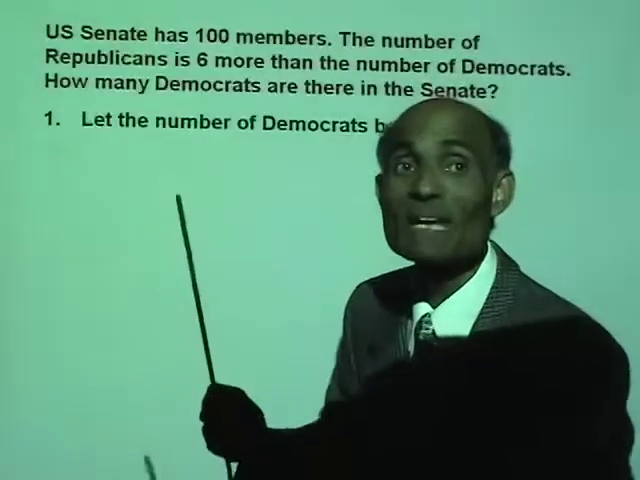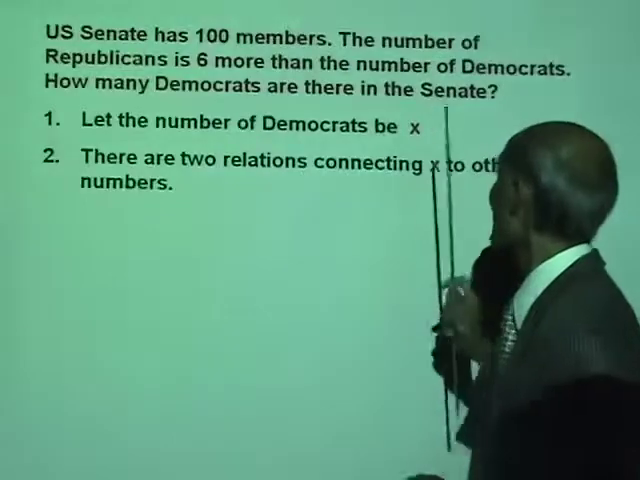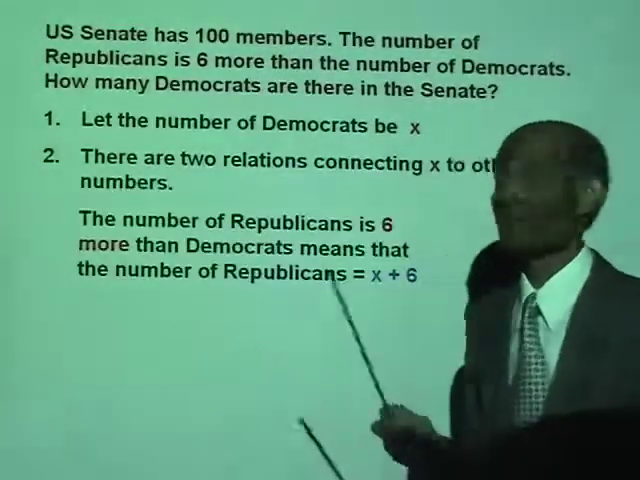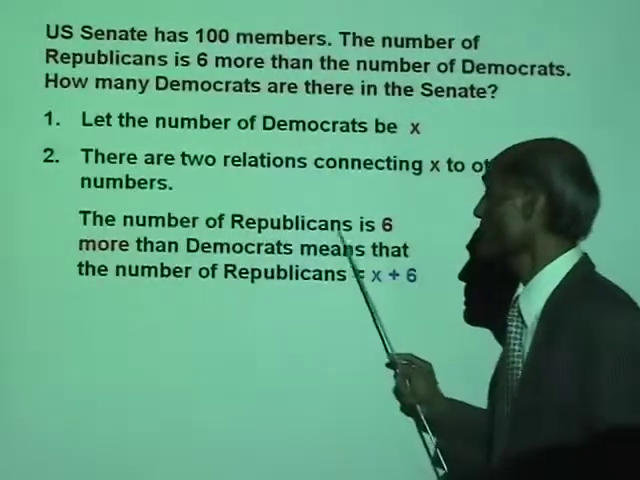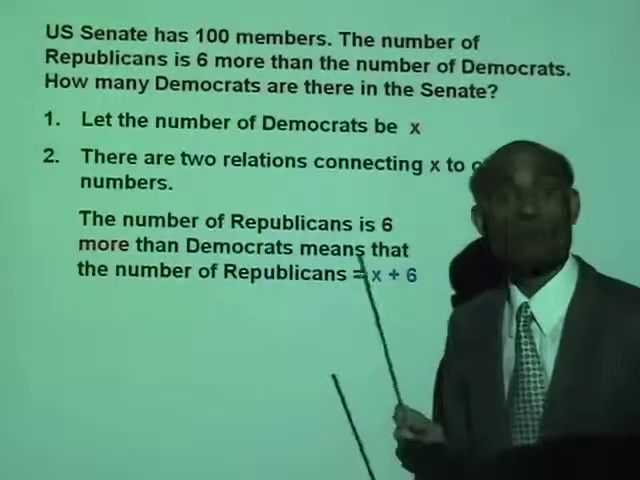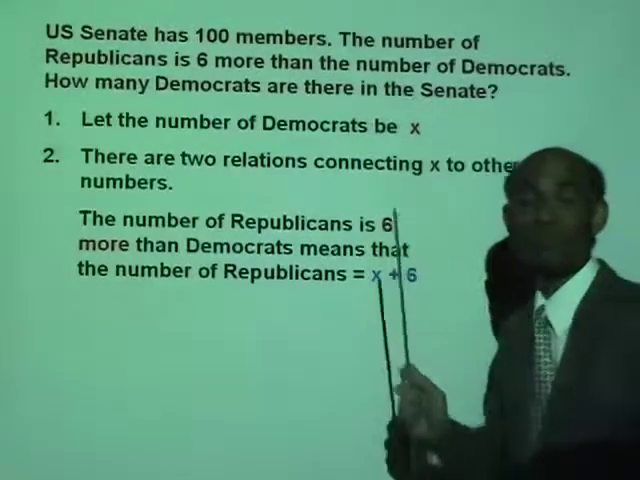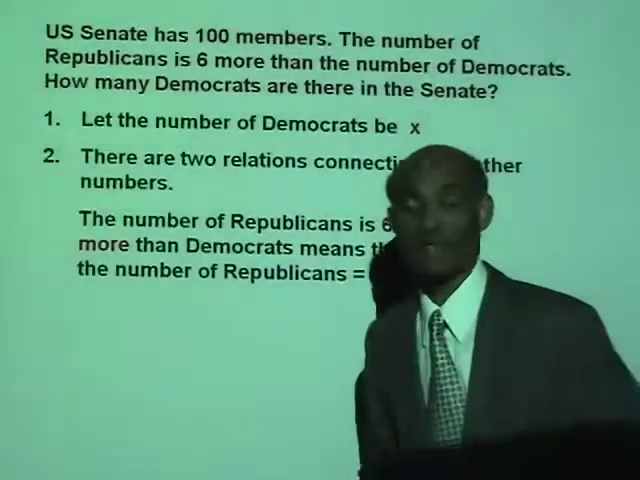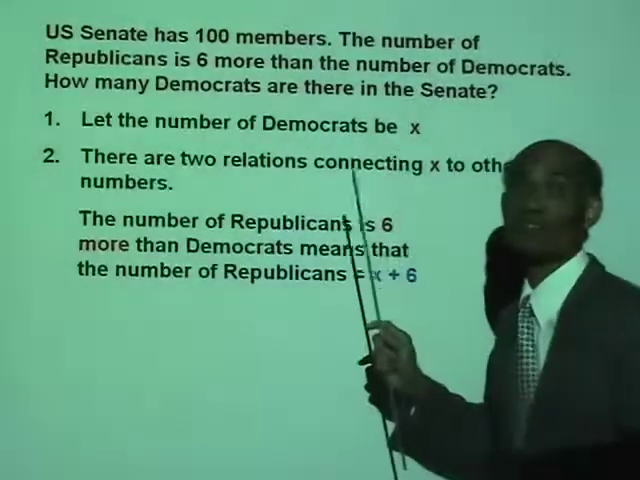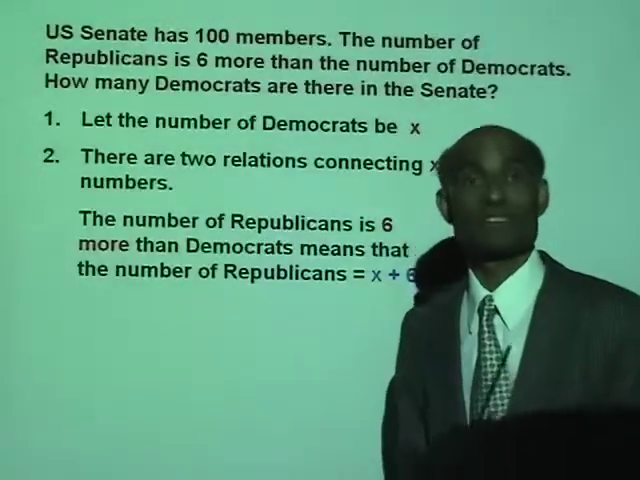So immediately you know there are two relations connecting x to the other numbers. Find out those relations. The number of Republicans is 6 more than the number of Democrats, means that the number of Republicans equals x plus 6. Now you know that the number of Democrats is x and the number of Republicans is x plus 6.